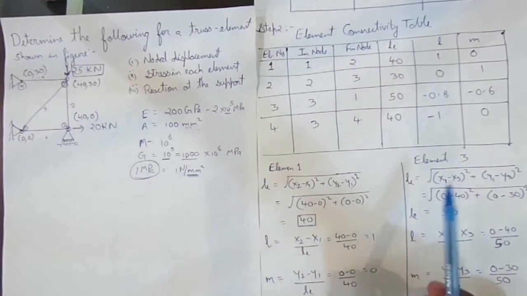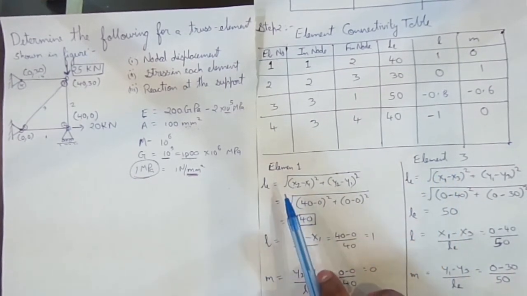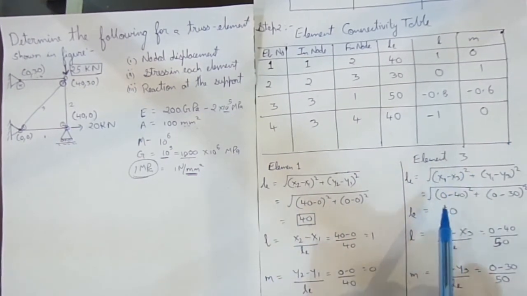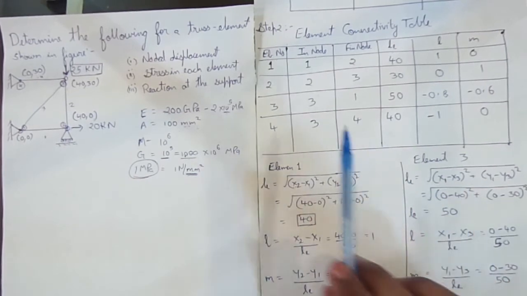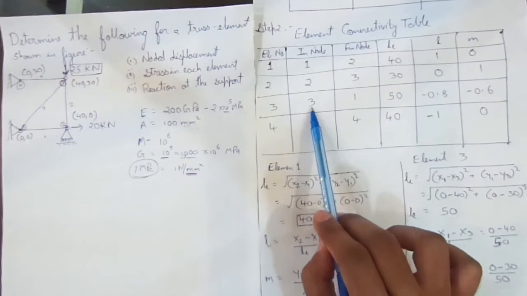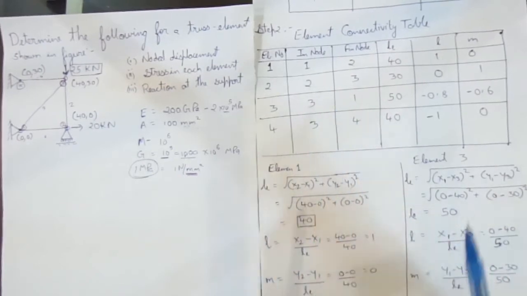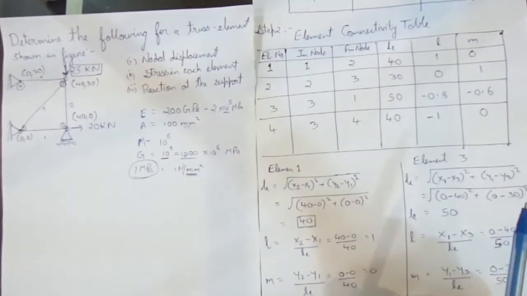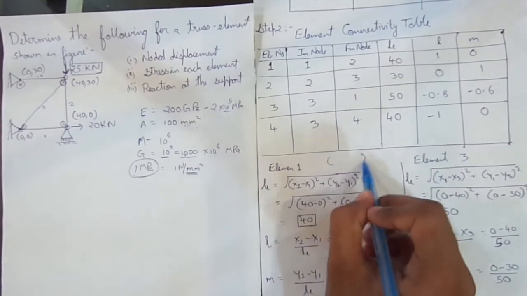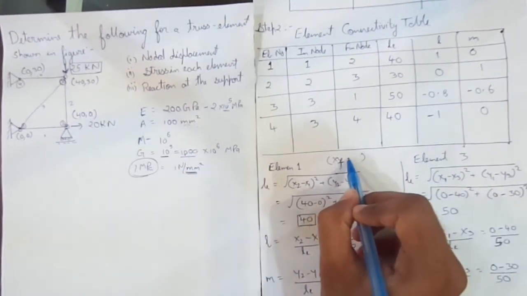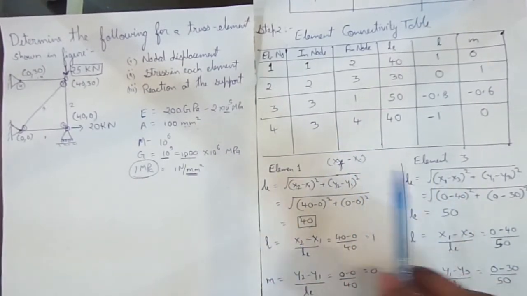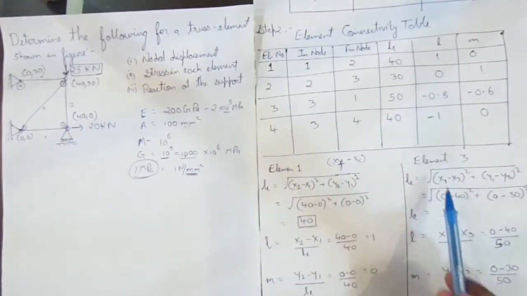So L is nothing but, now what I told you, for element it is final minus initial. For element 3 also it will be final minus initial. But the final and initial nodes are changed. See, final node is what? 1 and initial node is 3. So it will be x1 minus x3. So formula is a little bit tuned up, right? The basic formula is xf final minus xi initial. So this is the basic formula. So final is x1 and initial is x3. So (x1 minus x3) whole square plus (y1 minus y3) whole square.